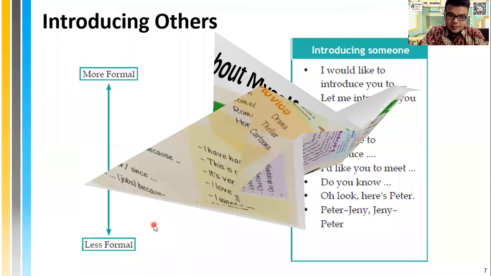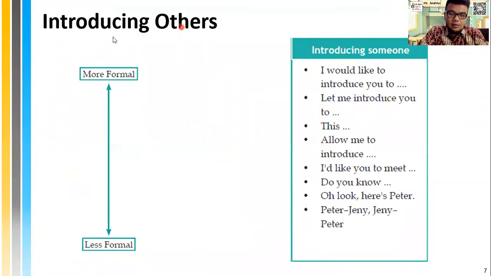All right. Now, besides introducing yourself, you can introduce other people. Again, there are more formal ways of doing it, and less formal ways of doing it. For example, hello, I would like to introduce you to my friend, Daniel. Hi, let me introduce you to Abdul, my friend. Allow me to introduce Joko, my friend. So this is the less formal way, the informal way.